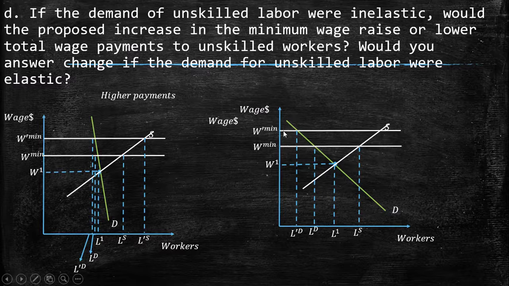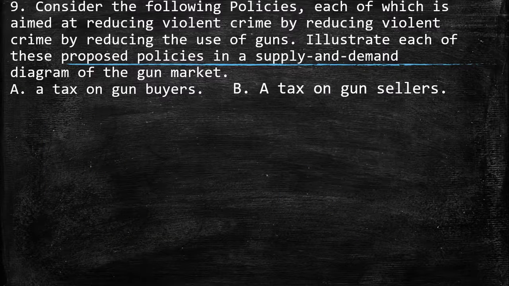So if you notice, this little portion here that we earn more as a total payment is less than this total square that we have lost because of the increase in the minimum wage. So this is the point. So in this case, it's going to be a decreased payment. Sorry for the E here. It's going to be decreased payment as the total wage payments.